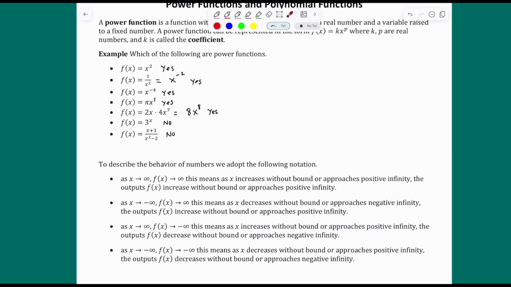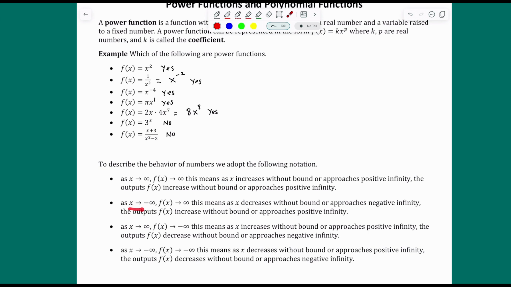So we write x arrow infinity there. That means x approaches infinity, f of x approaches infinity. So when we see this, x approaches infinity, f of x approaches infinity, this means that x increases without bound or approaches positive infinity, and the outputs, f of x, increase without bound or approach positive infinity. Okay, so as x approaches infinity, f of x approaches infinity means what I underlined there.